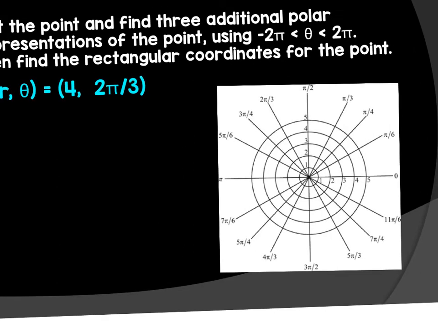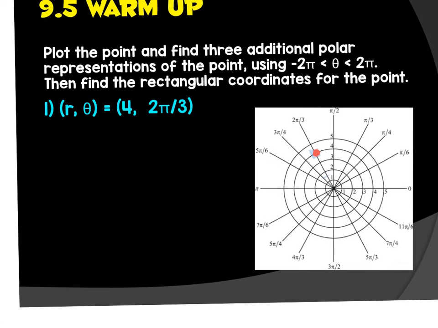So this says 4 and 2 pi over 3. So I would go to 2 pi over 3, which is this line here, and I would go out to the 4th ring and plot a point. So 1, 2, 3, 4. There's my polar coordinate. And remember, it's just a coordinate for now. Today we're going to learn how to make these graphs, but today it's just a coordinate. So that's the first part.